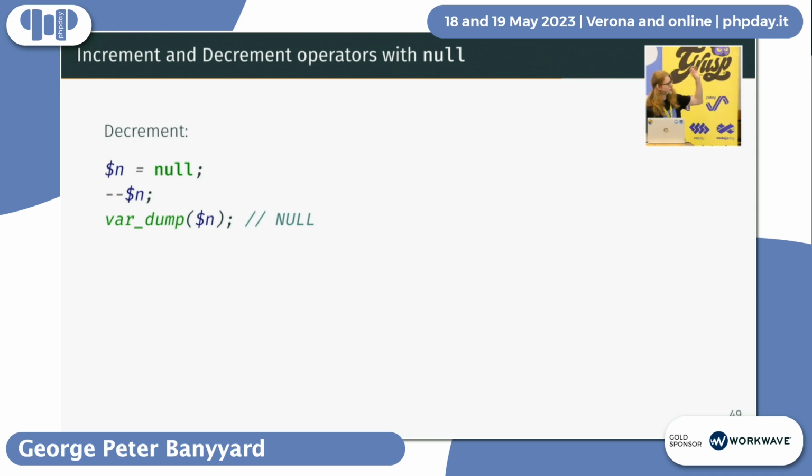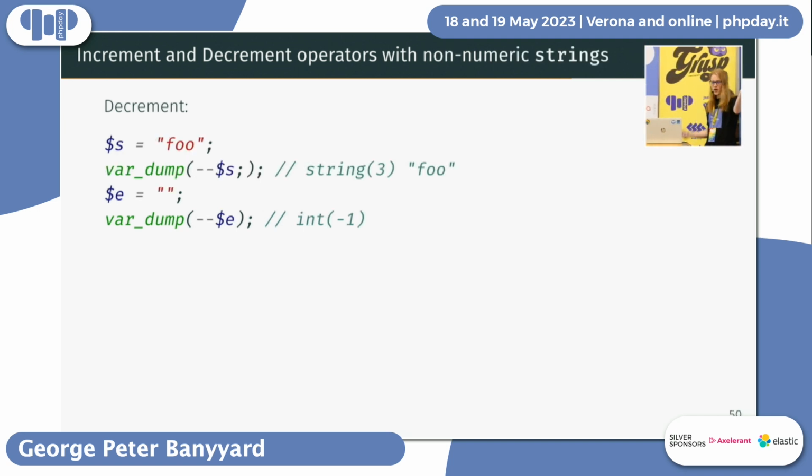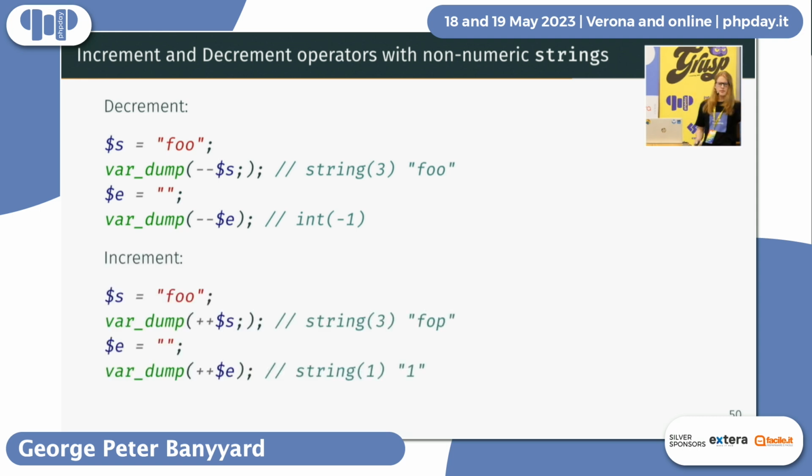So if you try to decrement null, you just get null, nothing happens, like booleans, except when you increment it. Then you get the string 1. Oh no, then you just get 1. Brilliant, that's great. Now, you can't decrement a string, except if it's empty. Because then somehow it converts the empty string to 0 and it gives you -1. But if you try to increment the empty string, you get the string 1 instead of the integer. Brilliantly consistent.